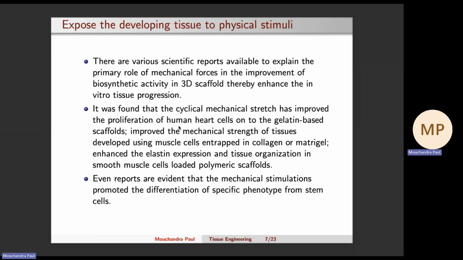People have seen with stem cells that when they are exposed to mechanical stimulations like tensile or compressive forces, some signaling pathway gets activated in them, which triggers their differentiation to a particular type of phenotype. So we are not using any growth factors or receptors to direct the differentiation, rather using mechanical stimulations.